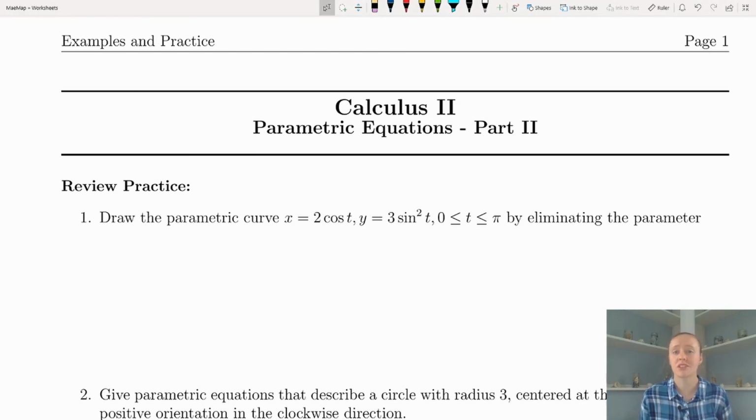But before we go over this new Calc 2 concept, I want to go over a little bit of a review of parametric equations, really working on understanding this concept because it will come up in later courses.